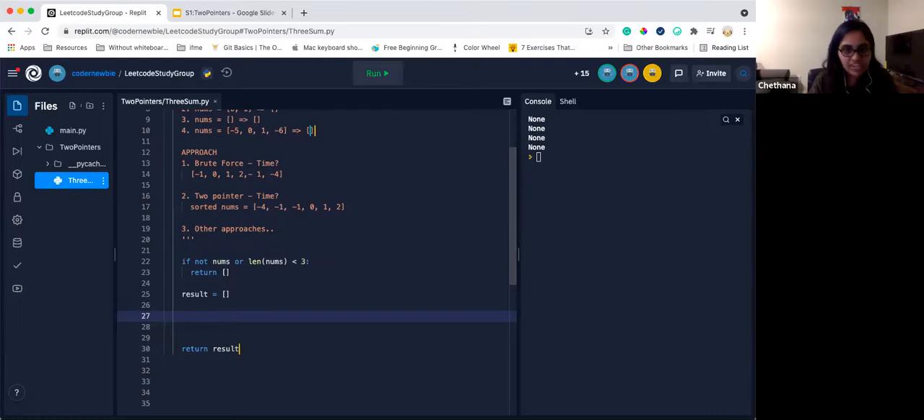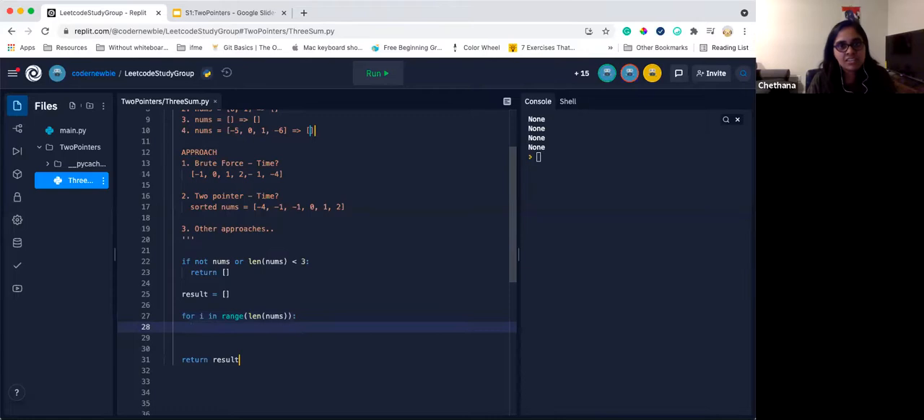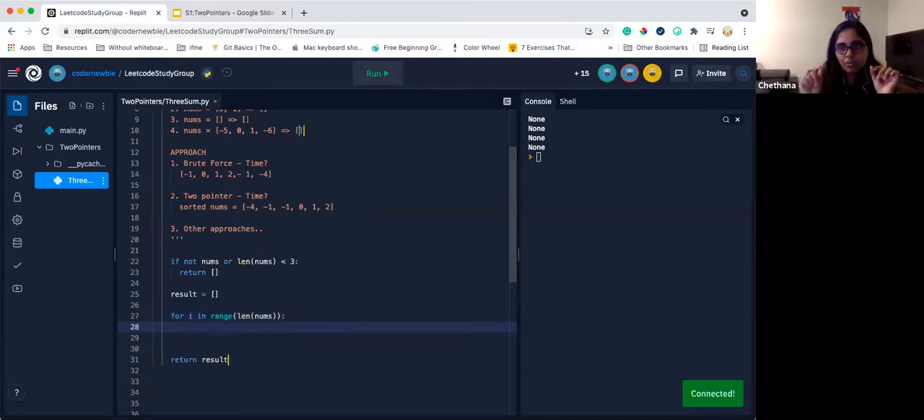Now how do we start? Let's loop through, for i in range of length of nums. Pretty standard so far. We're going to iterate one by one. Thank you for calling that out.